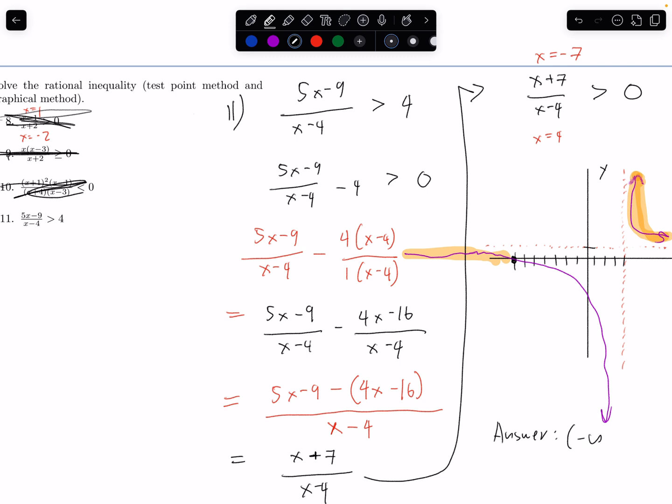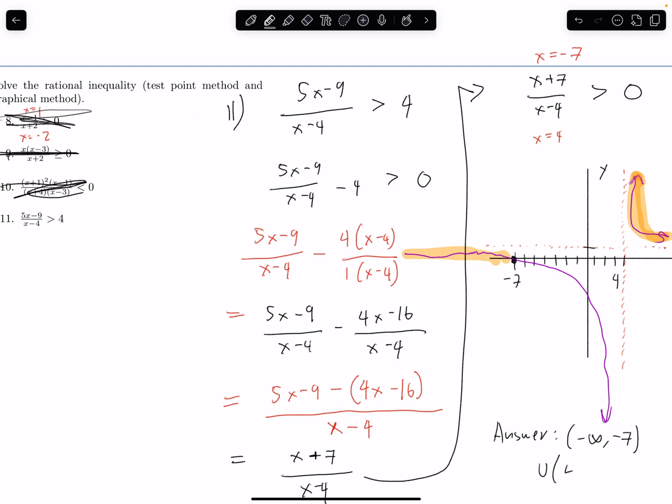So that's negative infinity up until I hit negative 7 here. This is negative 7. This is 4. And then unioned with 4 onwards, not including the endpoints because, again, this is a strict inequality. So I don't include negative 7 where it's equal. I wouldn't include the 4 in any case because that's an undefined point. That's an asymptote. So there it is. That's the answer.